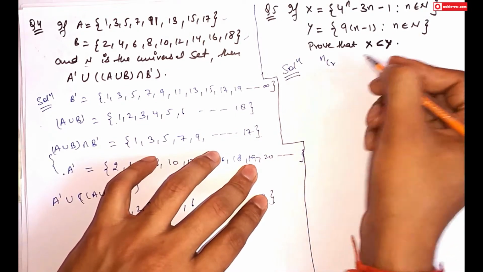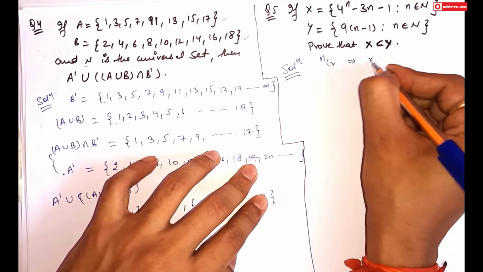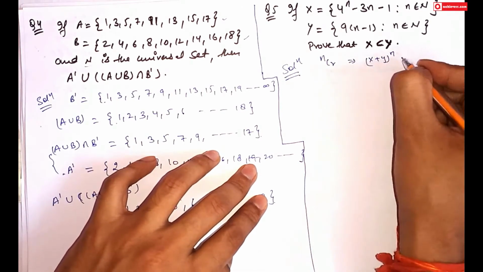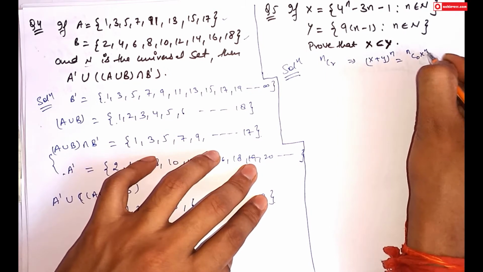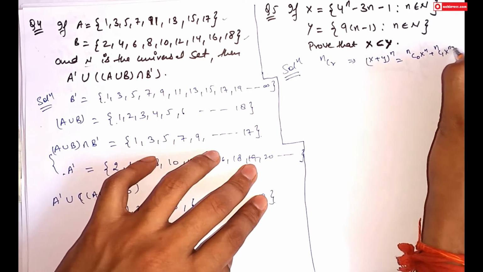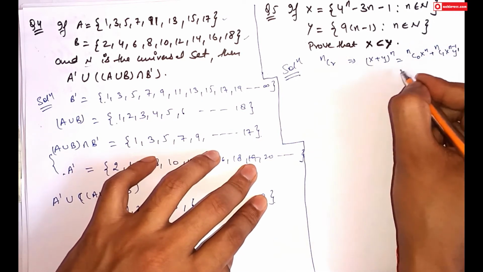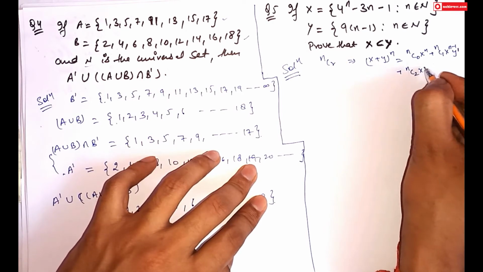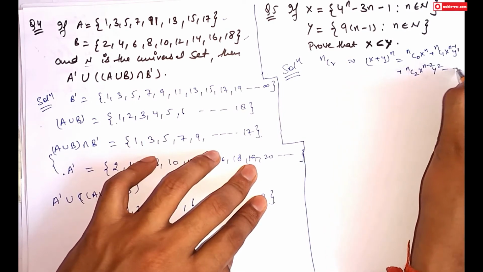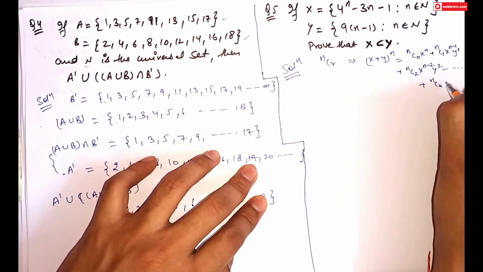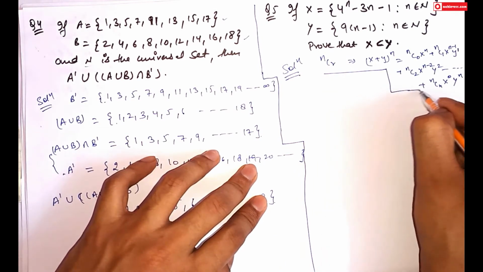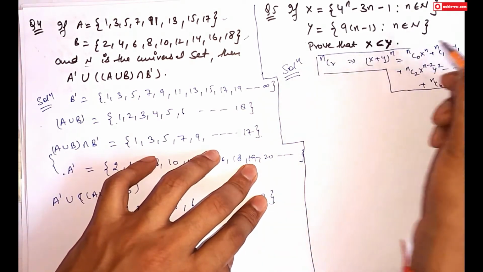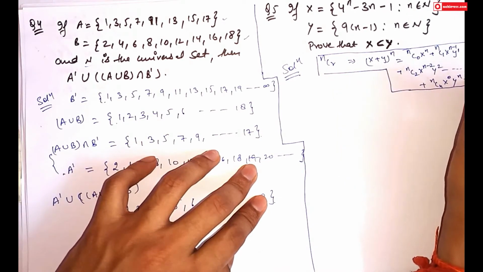So we have to remember this: if we have (x plus y) to the power n, it can be expanded as nC0 x to the power n plus nC1 x to the power n minus 1 y to the power 1 plus nC2 x to the power n minus 2 y to the power 2, and the last term will be nCn x to the power 0 and y to the power n. So you have to remember this formula. We will study this in the binomial chapter, don't worry about it, but at this point just learn this formula by heart and try to use it here.